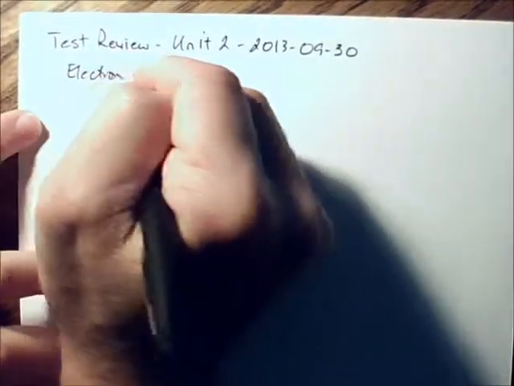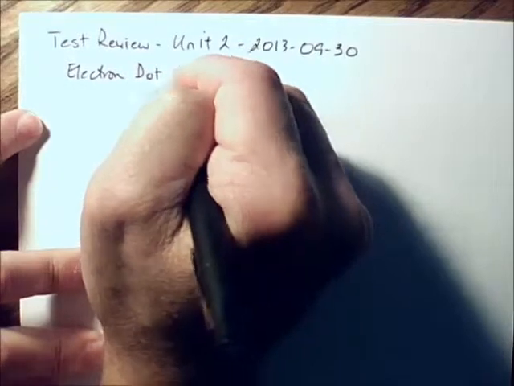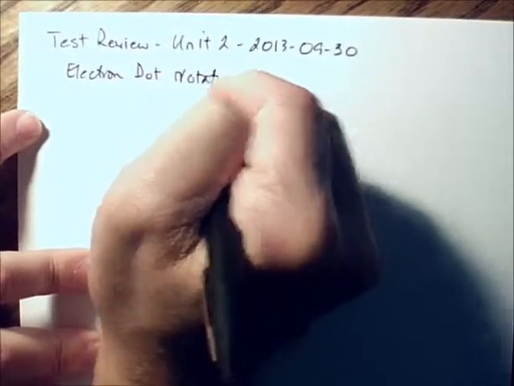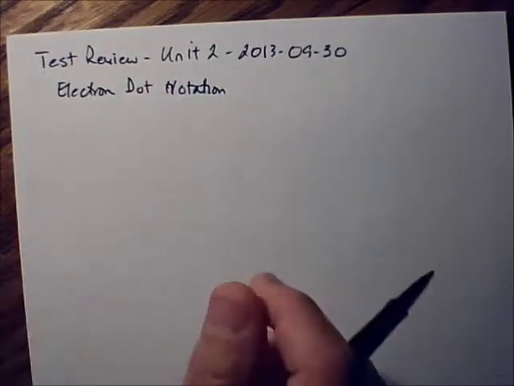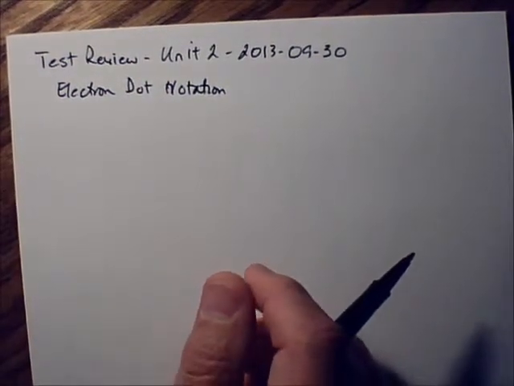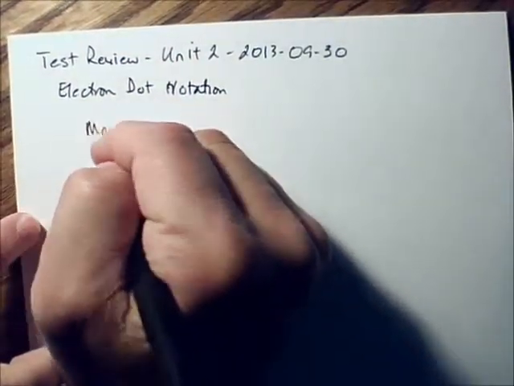And we want to go over electron dot notation. Did you pick an element? Magnesium? Okay, so we want to do it at magnesium.